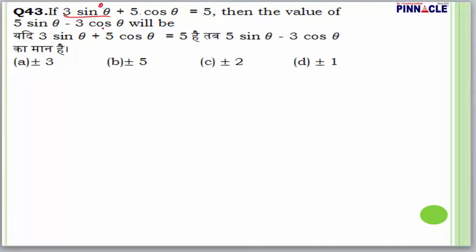Value of 5 sin theta minus 3 cos theta. I have put theta is equal to 0, then this would become 0, then cos 0 is 1, minus 3 would be the answer. Minus 3, you can say answer is A.